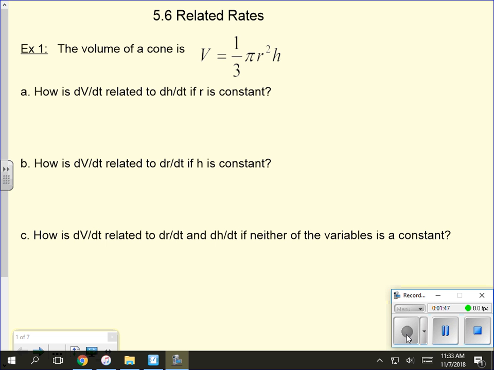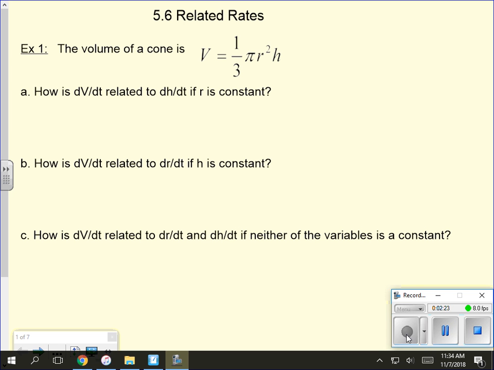Okay, so volume of a cone, 1/3 pi r squared h. How is dV/dt related to dh/dt? In other words, the rate of change of volume relates to the rate of change of height if r is a constant. In other words, take the derivative of the volume of a cone, leaving r as a constant value. So if r is a constant, that doesn't change. Just take the derivatives with respect to the other variables.